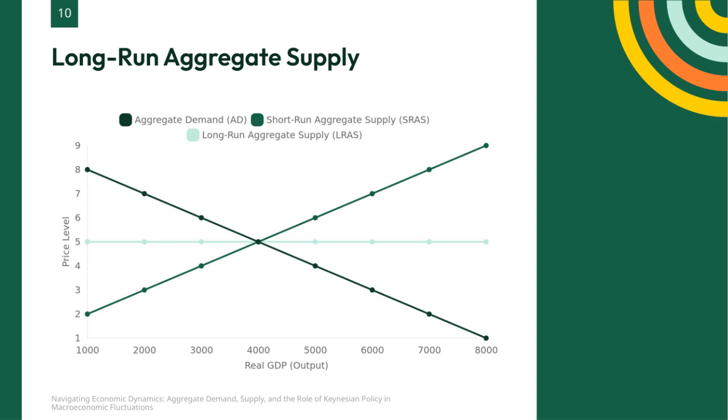The short-run aggregate supply curve slopes upward, indicating that as prices rise, producers are willing to supply more in the short term. What's important here is how these curves intersect, helping us understand equilibrium price levels and output in both the short run and long run. This framework is crucial for analyzing economic fluctuations and policy impacts.